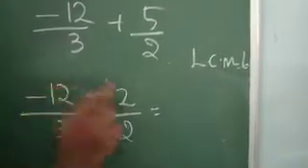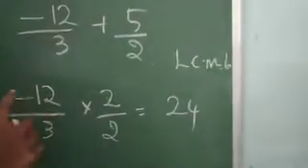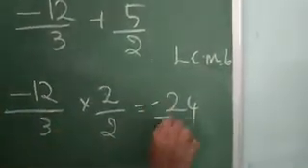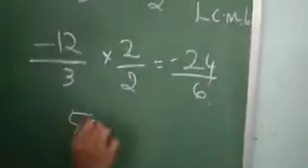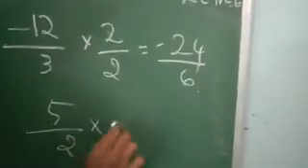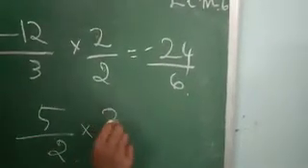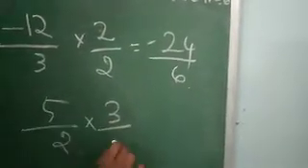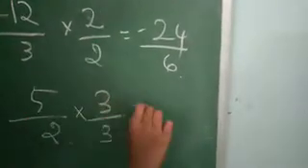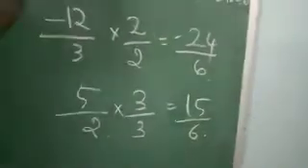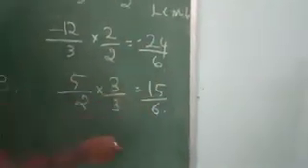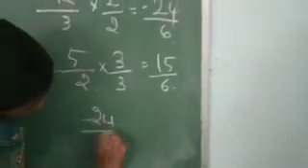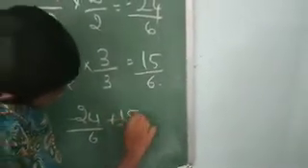So minus 12 by 3 into 2. See here 12 2s are 24. Here the minus sign is multiplied by positive, you get minus, so minus 24 by 6. Then also take the LCM for 5 by 2. For getting 6 as my denominator I have to multiply both numerator and denominator by 3. So 5 3s are 15 and 2 3s are 6. Now you see what is the operation between x by 3 and 5 by 2? It is addition, so you add minus 24 by 6 plus 15 by 6.